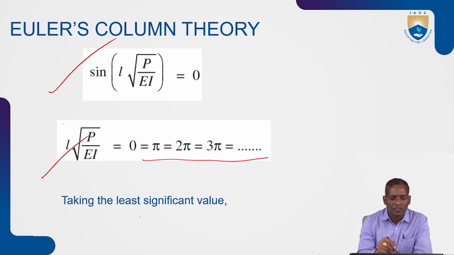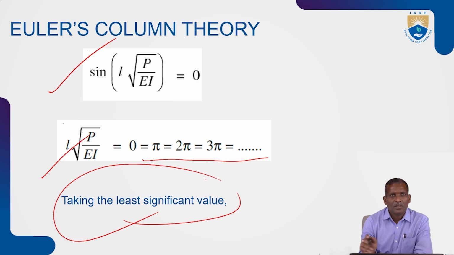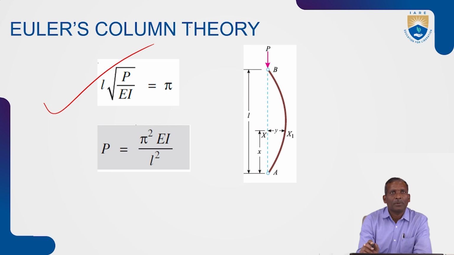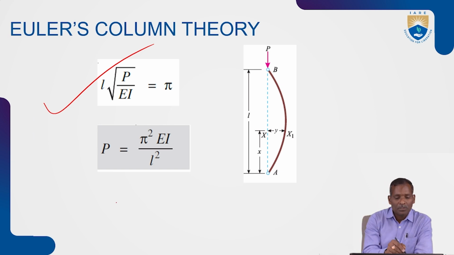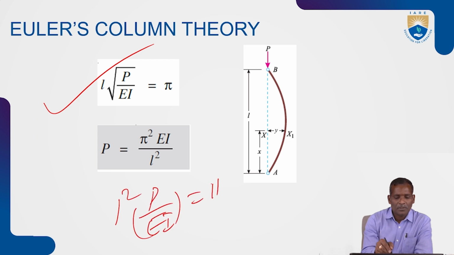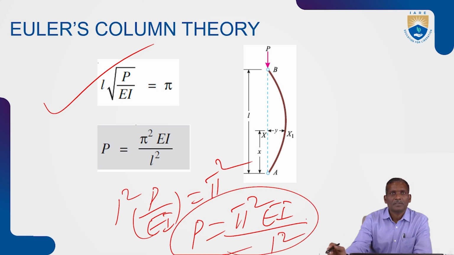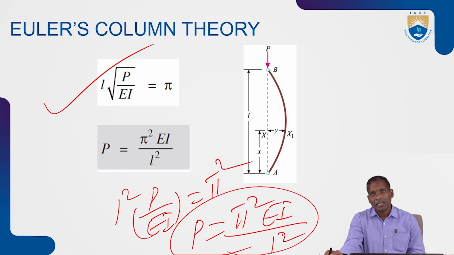Taking the least significant value, you will then get Euler's equation. L into square root of P by EI is equal to pi. Squaring both sides, L square P by EI is equal to pi square. So P is equal to pi square EI by L square. So this is the final Euler's equation.